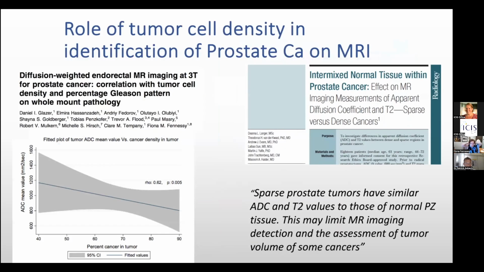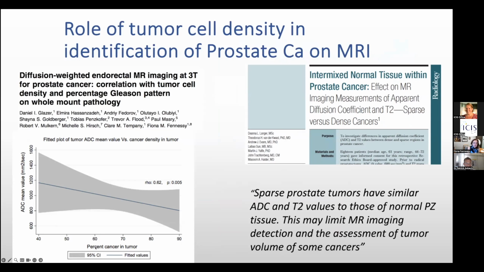So why is it easy for us to see? We know that the ADC correlates with the percentage of tumor cells within an area. So if you have a small number of cells, even tumor cells, even if they're aggressive cells interspersed between normal, the ADC value will not drop enough for us to see it.